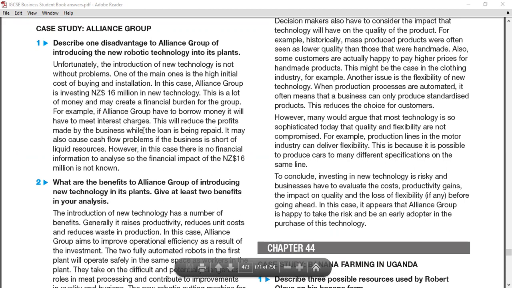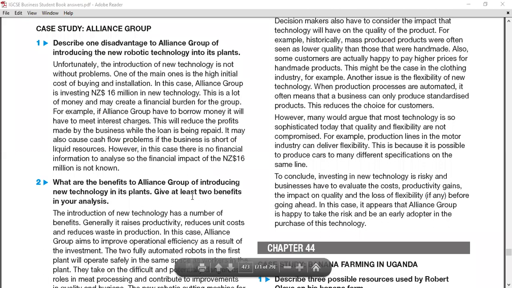For example, if Alliance Group borrows money, it will have to meet interest charges. This will reduce the profit, and it's like a 6-marker question, so they develop a lot of strands out of this. If they borrow money, they have to pay interest, and this will reduce the profit. While the loan is being repaid, it may cause cash flow problems in the business, a shortage of liquid resources. However, in this case, there is no financial information to analyze the financial impact of New Zealand dollar 16 million.